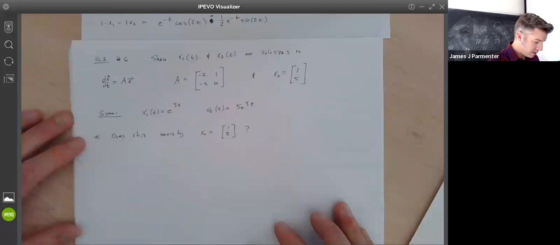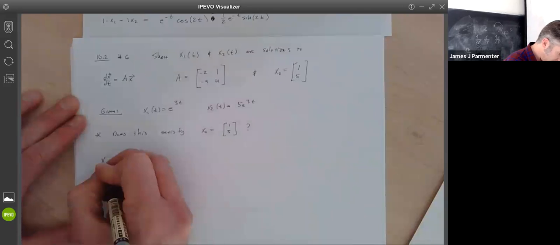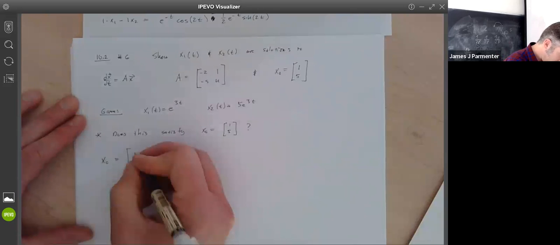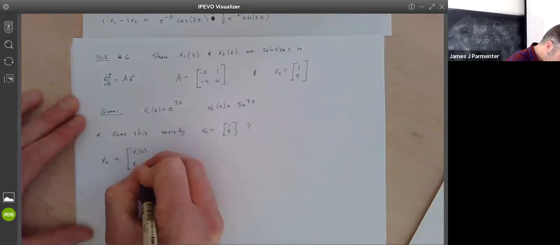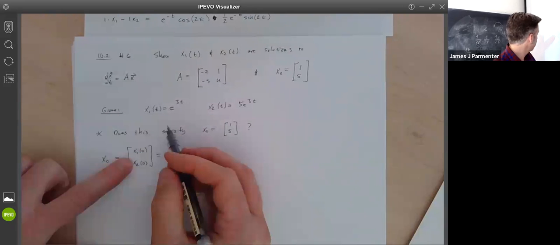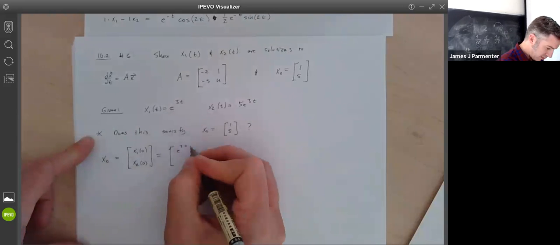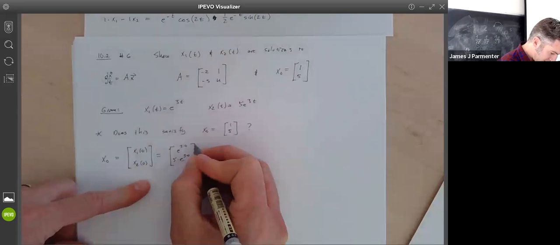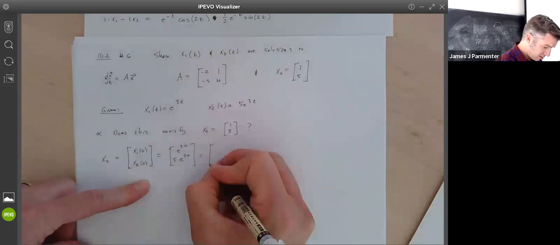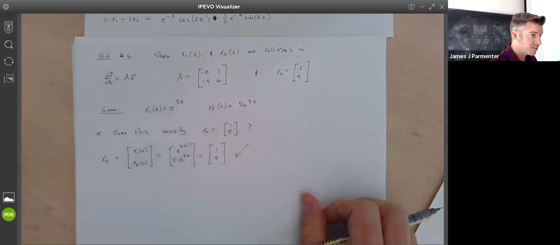Well, yes, because x naught is just x at 0. So x naught is just each component evaluated at 0. If you plug in 0 to the first one, you're going to get e to the 3 times 0. If you plug in 0 to the second one, you're going to get 5 times e to the 3 times 0. And that's exactly going to be 1, 5.